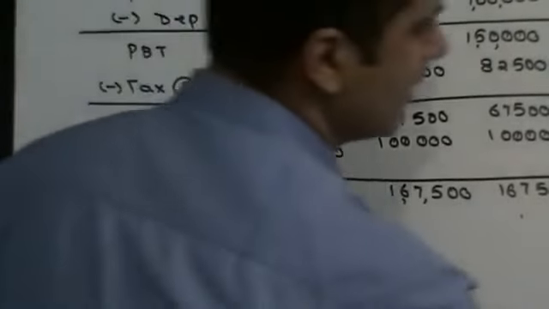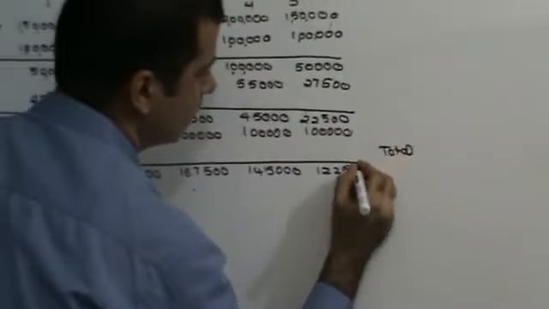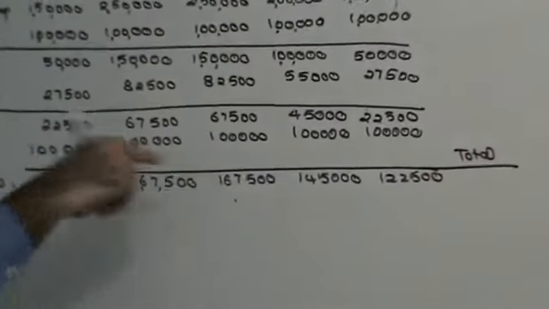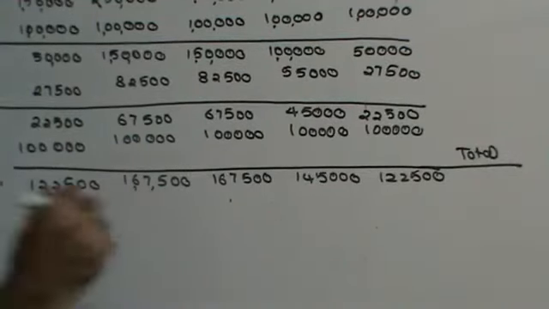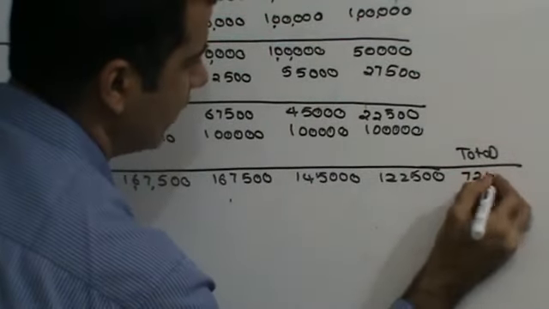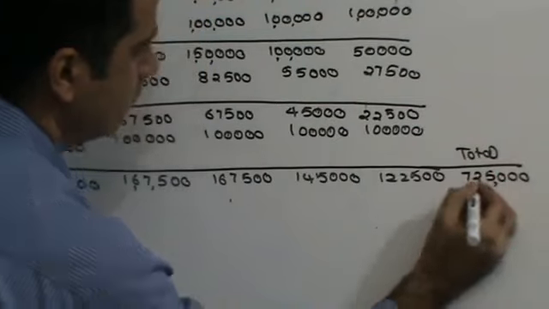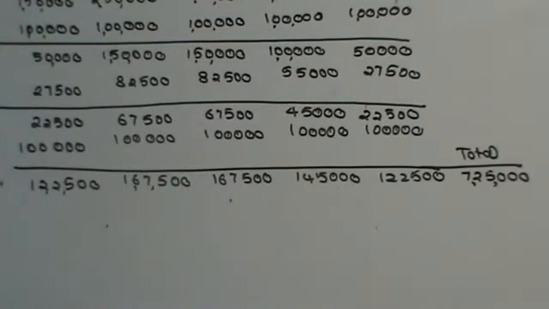Find the total of this cash inflow. How do I get the total? Add all these figures. When you add all these figures, you will get the answer as 7,25,000. So total is 7,25,000.